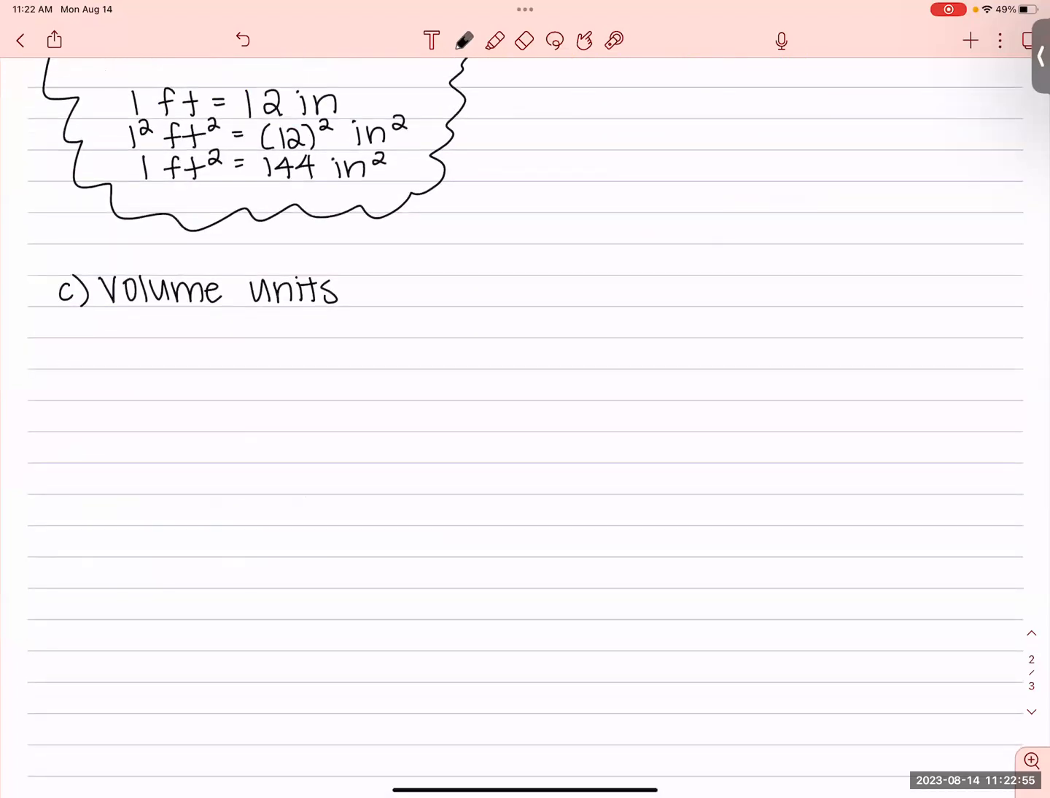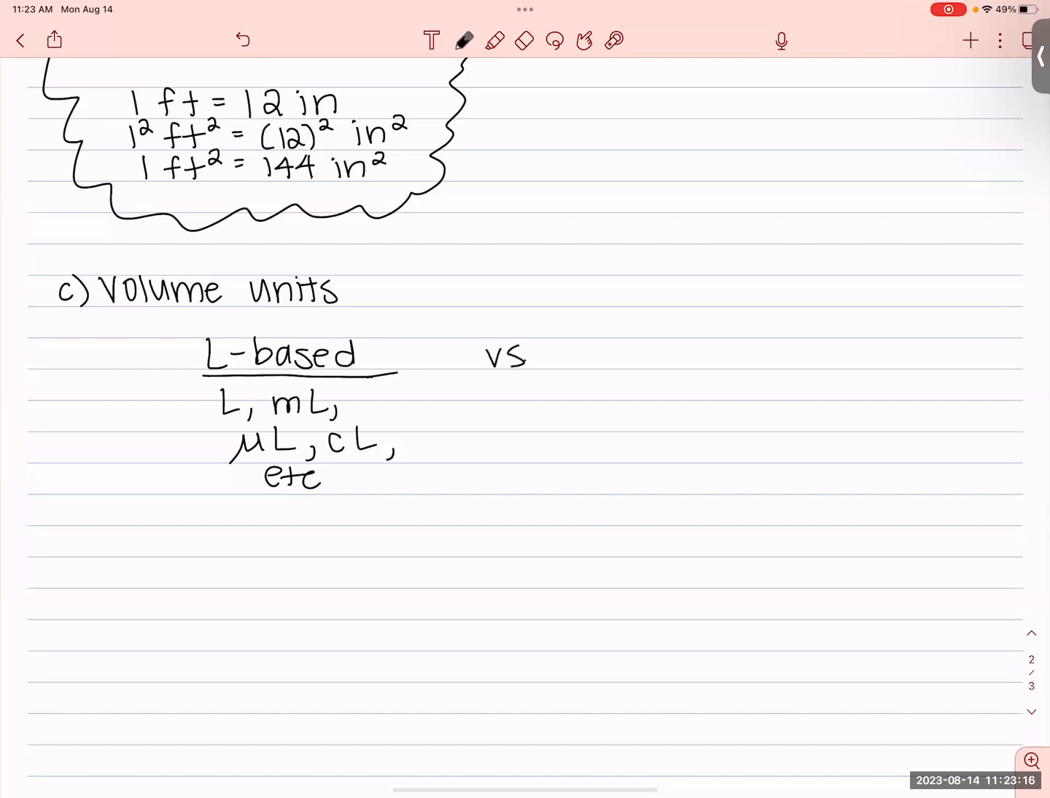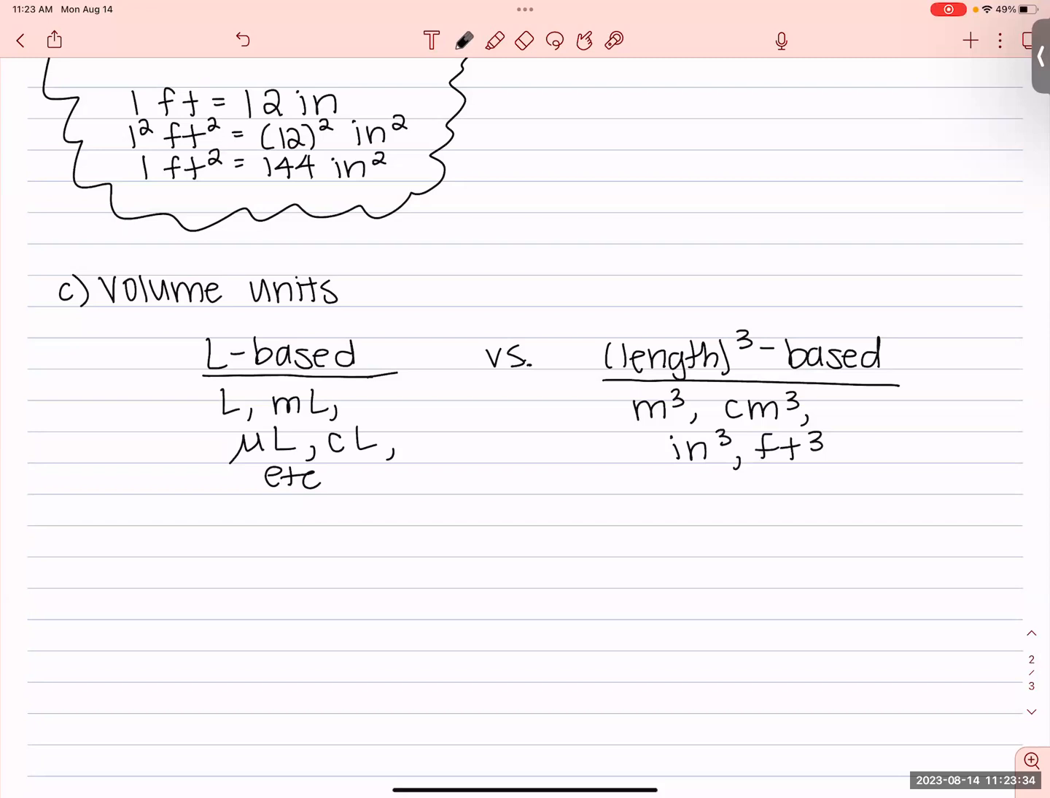So we have two different types of volume units. We have a liter-based volume unit, like liters, milliliters, any liter, like microliter, centiliter, etc. And then you have length cubed, or length-based, right? And this is going to be meters cubed, centimeters cubed, inches cubed, feet cubed. These are all volumes, but they're based on a cubic length.